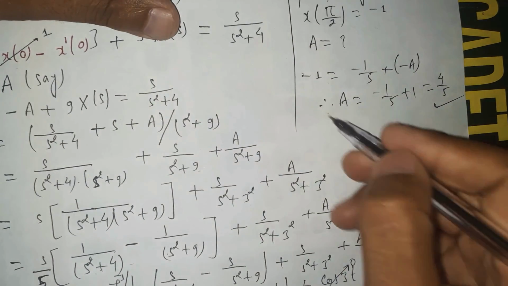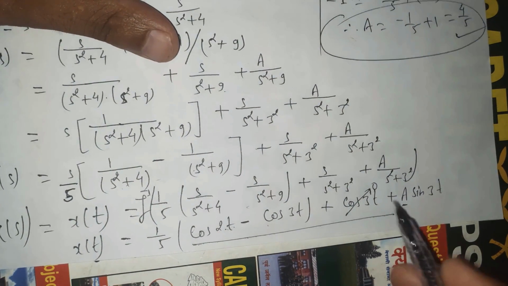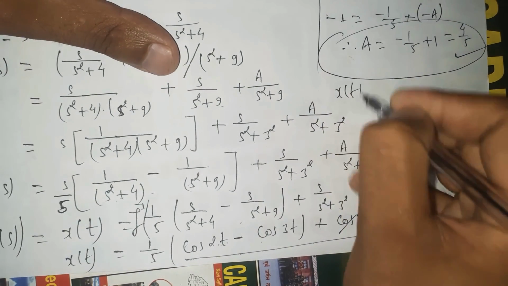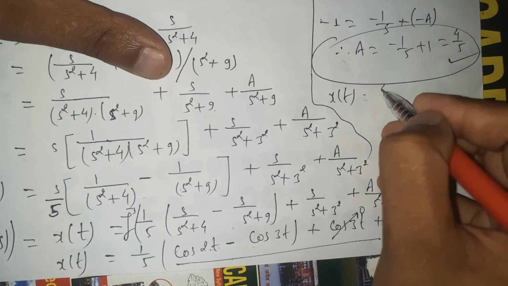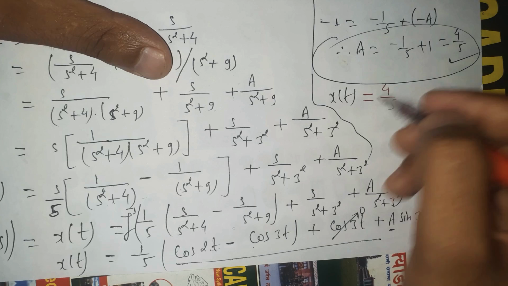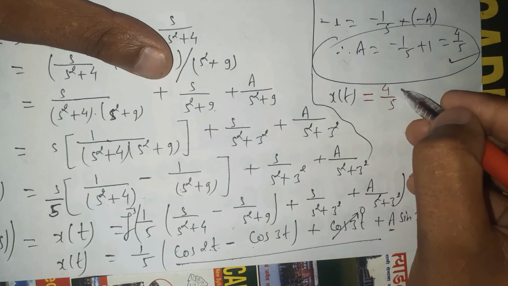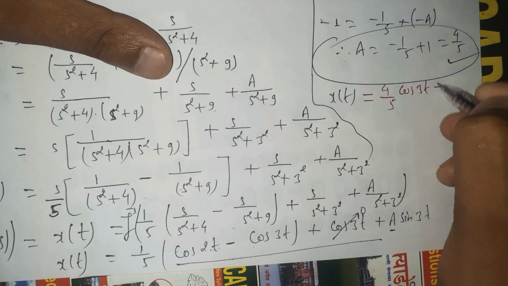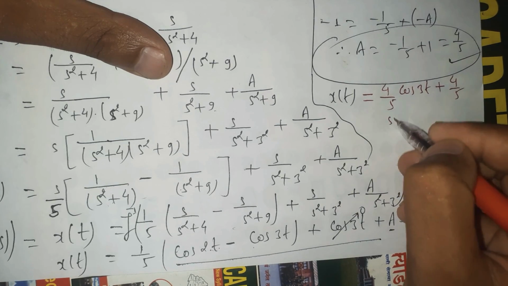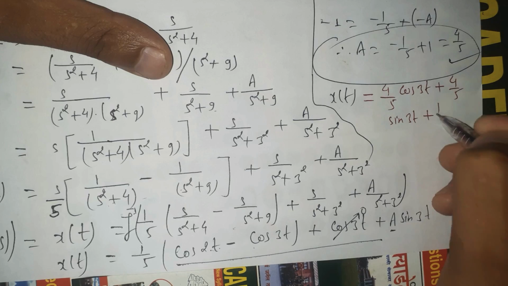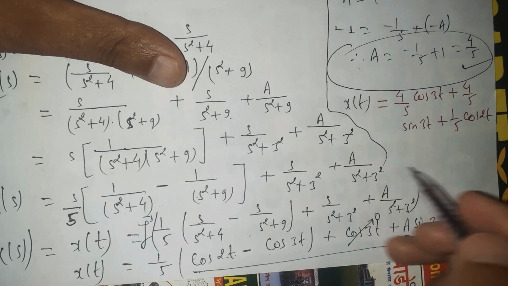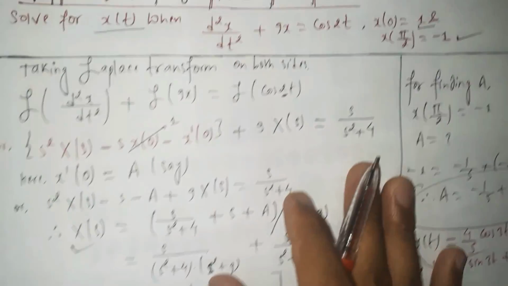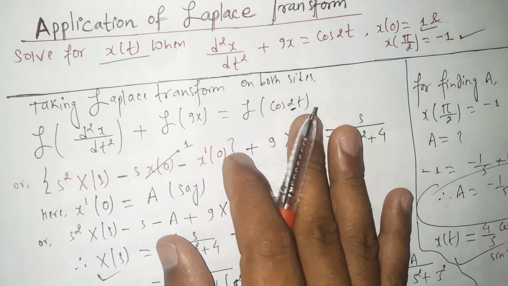Let's plug in this value of a in these equations. After plugging in the value of a, we will get the value of x of t. The value of x of t will be, by accumulating the like terms, 4 over 5 cosine of 3t plus 4 over 5 sine of 3t plus 1 over 5 cosine of 2t. This will be the final answer. And we have solved this differential equation by using the concept of Laplace transformation.